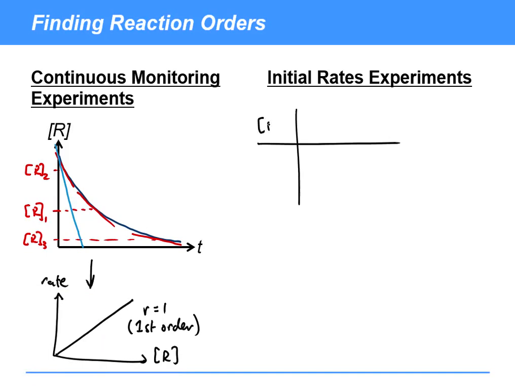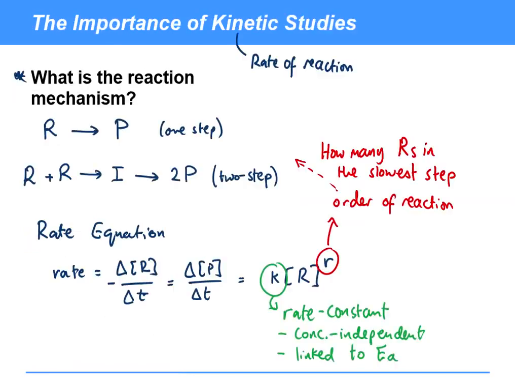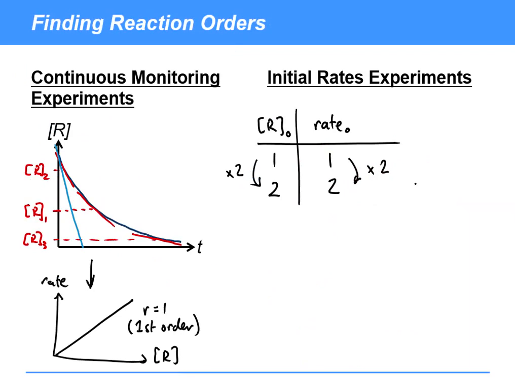So I might choose initial reactant concentration, and this is the initial rate. And let's say I chose an initial reactant concentration of 1, and then I do it again with a concentration of 2. In this case, the rate, let's say, was 1, and imagine now the rate is 2. So what I've done here is I've doubled the initial concentration, and I've doubled the rate. So what that means is I've got an example of direct proportion here. So in other words, r equals 1. So the order is 1.